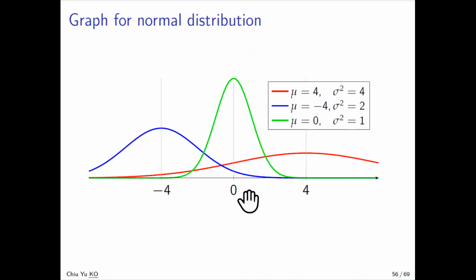So first, let's look at the graph. First look at the green one. The green one is the most common one you expect, the mean 0 and sigma 1. Actually, later you will see this is the so-called standardized normal or standard normal. And this is symmetric about the mean at 0, right? And it's nicely symmetric, right? So later we'll use this property.